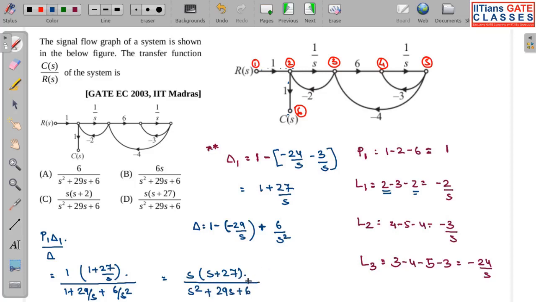So which option do we see? Option D is your answer to this question. So this was a very good question for understanding all the concepts related to the associated path factor in SFG.